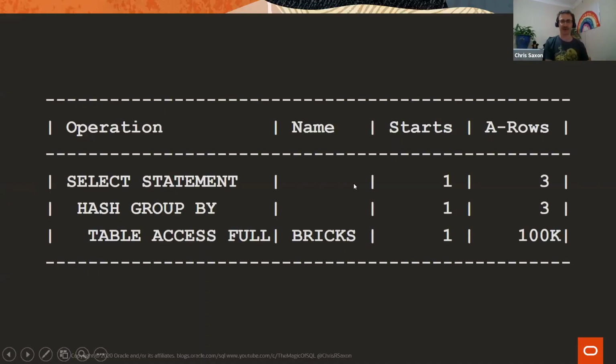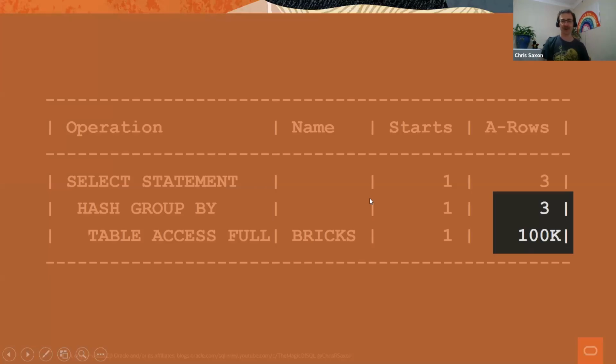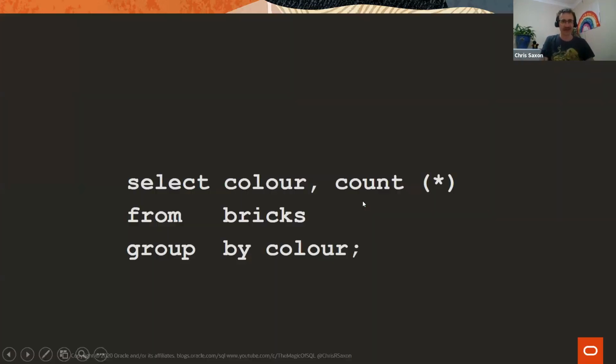We've got a full scan of bricks and a group by, and that reads 100,000 rows. But the query only actually returns just 3 rows. So what's going on here? How have we ended up with this? Well, it's a query a bit like this. We're grouping by color and counting the rows or whatever, getting min and max values.